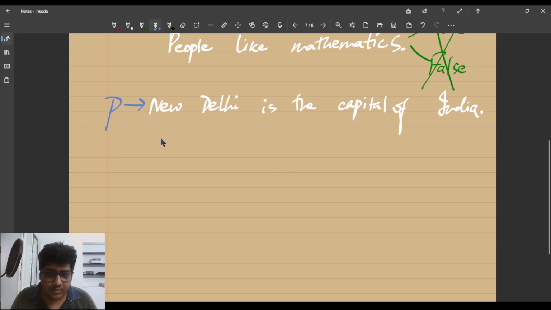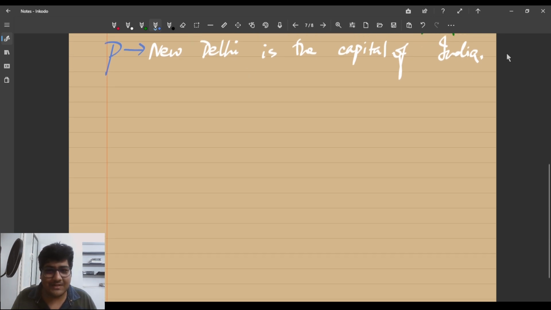Well, is P true? First of all, is P a statement? Yes, because either New Delhi can be a capital of India or it cannot be one. So it's either true or false, and we know that it is true, for people who have studied a little bit of geography and who know a little bit of our country. So New Delhi is the capital of India. So P is true. True statement.